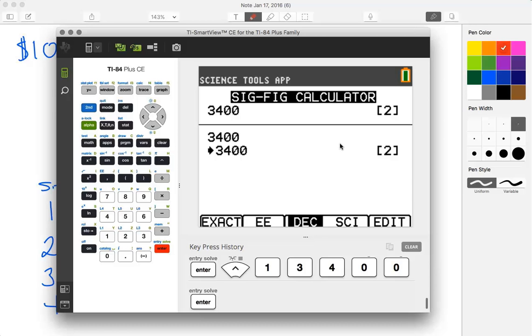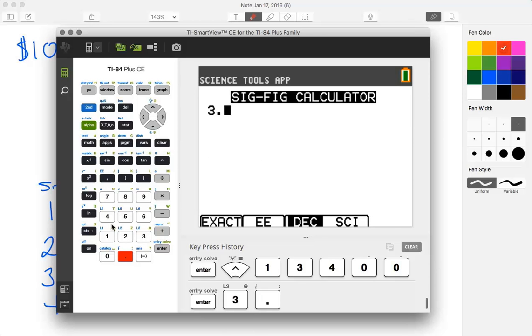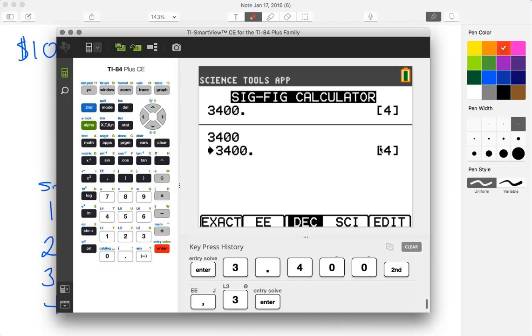Why does it say that? Because computers don't have the ambiguity in them that we do as humans to be able to say we don't know how many there are. WebAssign will read them like this, just like your calculator does. If you write down 3400, it will count this as having 2 significant figures. If instead you wrote the number 3.400 second function double E to the 3rd power and then hit enter, it tells you you have 4 significant figures.